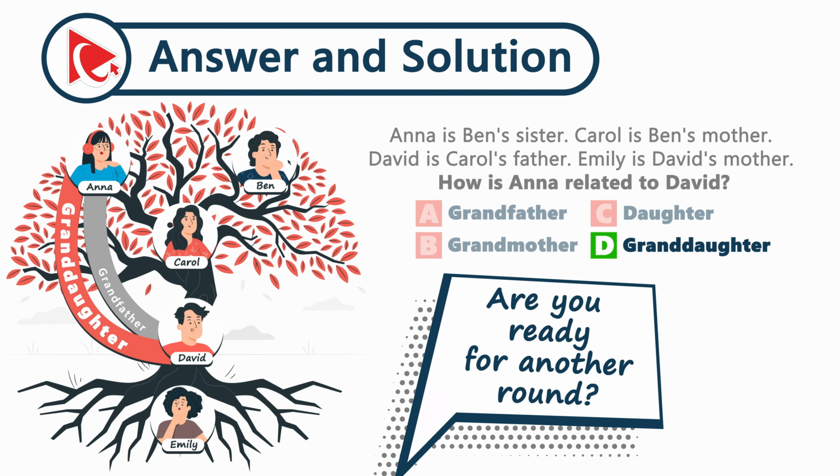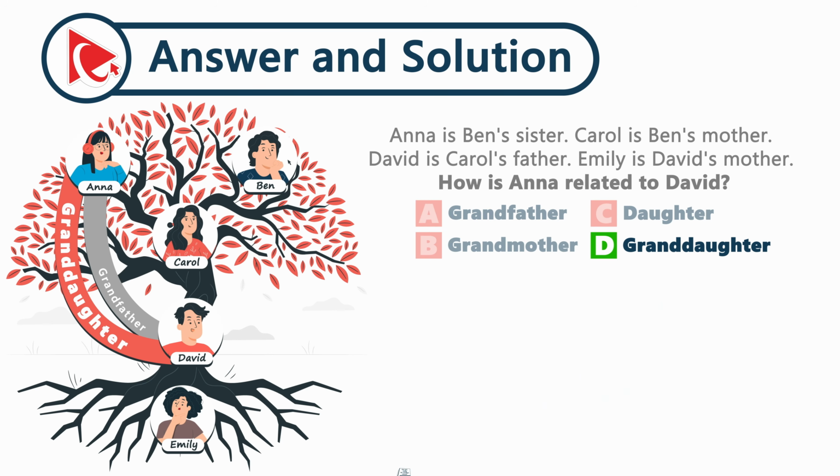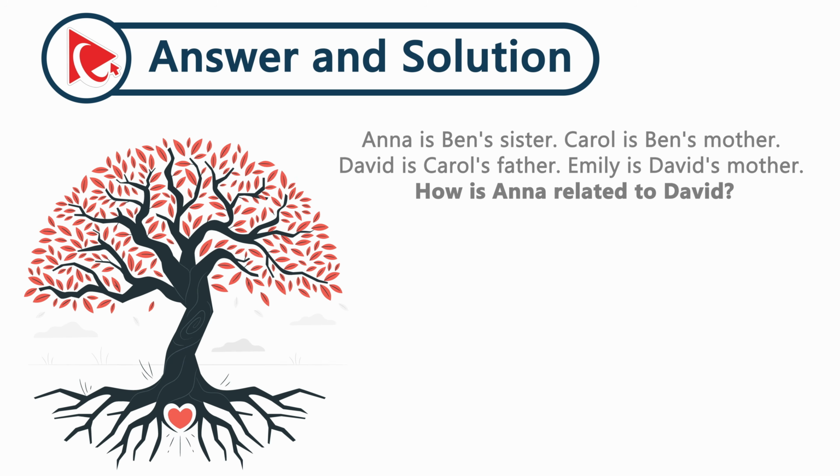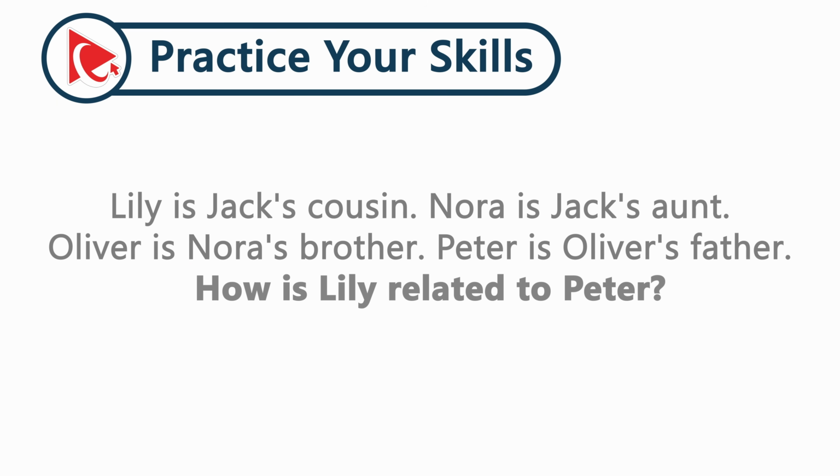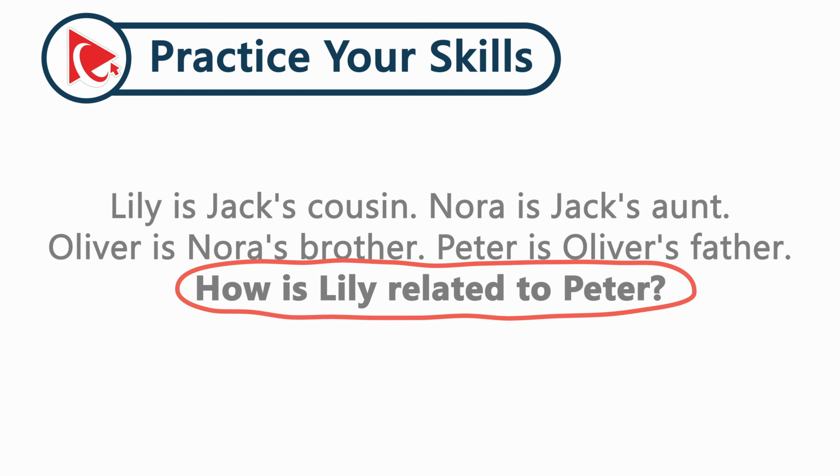Now you know how to solve these types of challenges. Let's keep the momentum going. Try this question to see how you would do. Lily is Jack's cousin. Nora is Jack's aunt. Oliver is Nora's brother. And Peter is Oliver's father. So the question is, how is Lily related to Peter?